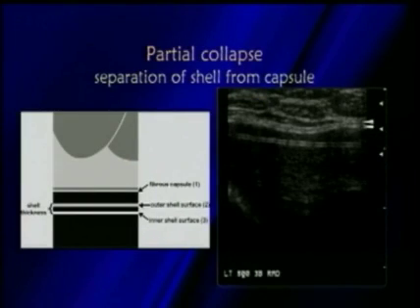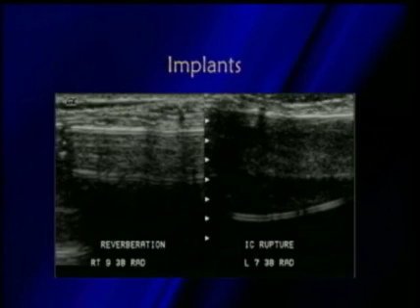You may have partial collapse or separation of the shell from the capsule. So we notice in this area here, we have got the echogenic line of the capsule. Here is the shell, but yet we can also see a little bit of separation coming right through this area here. So in looking at these on ultrasound, you can pick up partial separation of the shell from the capsule.